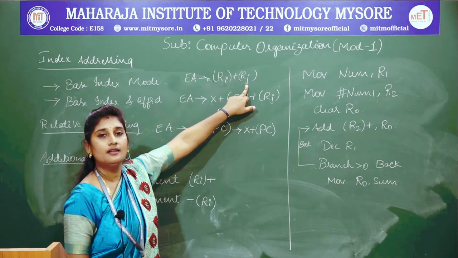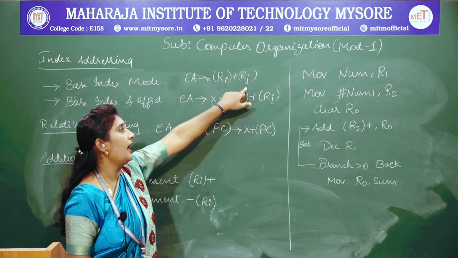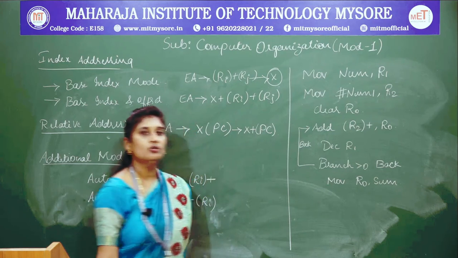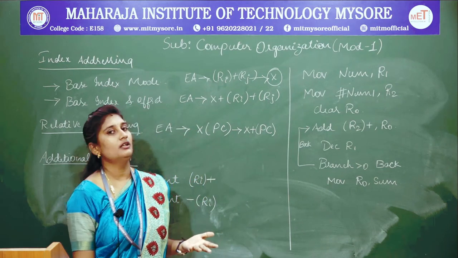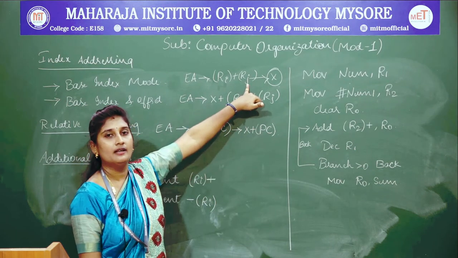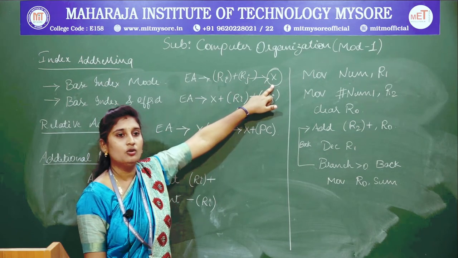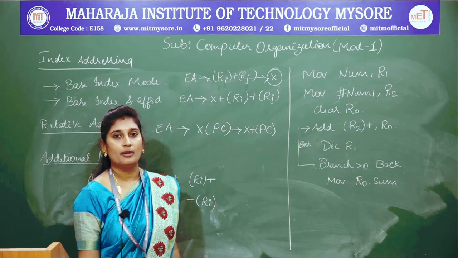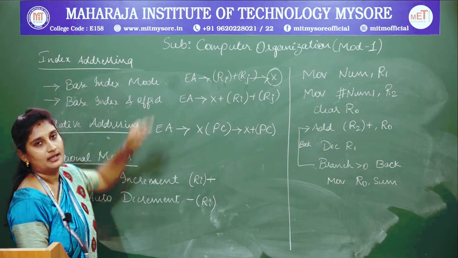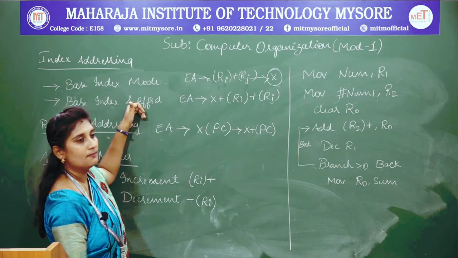Here, to calculate your effective address, you will be using two general purpose registers, that is RI and RJ. RI is used as a general purpose register and RJ is used to store the value of X. You might be wondering where the value of X is here. So the second register will carry the contents of X, either a value or the address of a memory location. That is why it is called base with index mode.